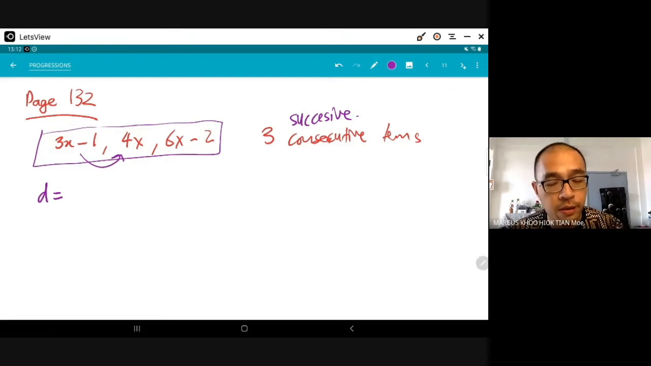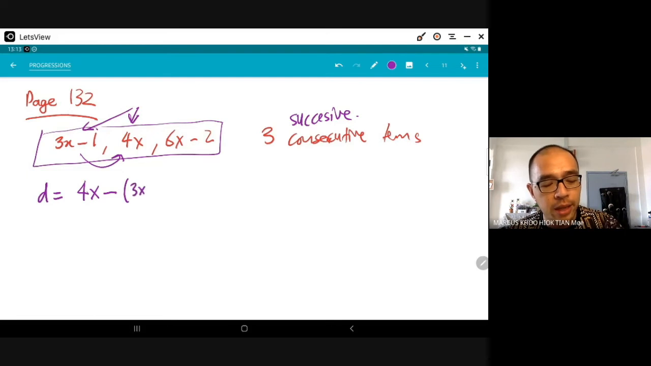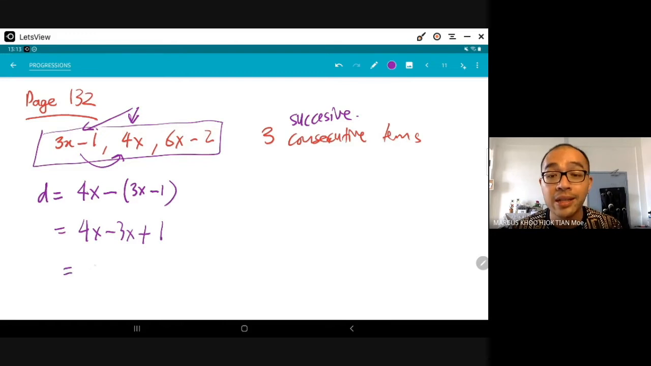So it's always 4x minus, hoi! So yeah, I already said the number in front minus the number behind. This is in front, this is behind. Okay, 4x minus 3x minus 1. Ini berhati-hati guys. Okay, this one has to be bracketed because when we open the bracket, dia akan jadi minus 3x plus 1. So this will actually be x plus 1.